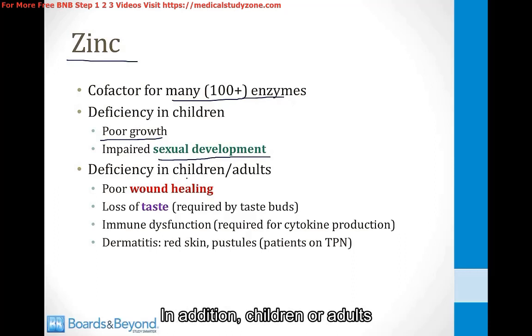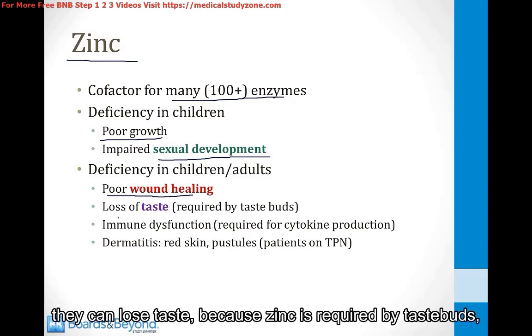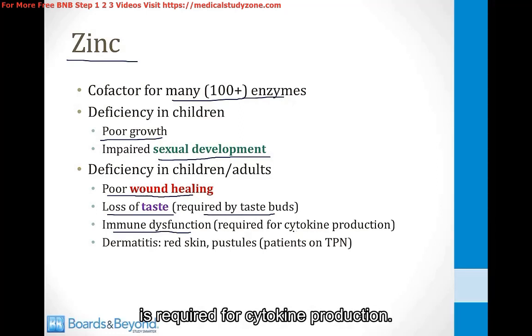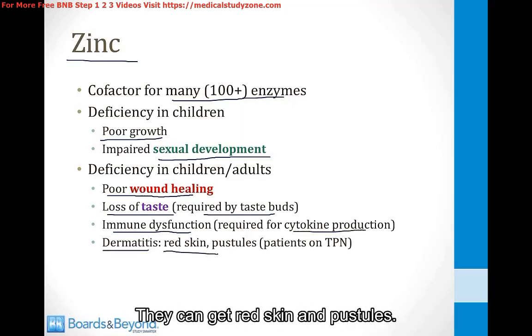In addition, children or adults who are deficient in zinc can display poor healing of wounds. They can lose taste because zinc is required by taste buds. They can also have immune dysfunction because zinc is required for cytokine production. And finally, they can develop a dermatitis. They can get red skin and pustules.